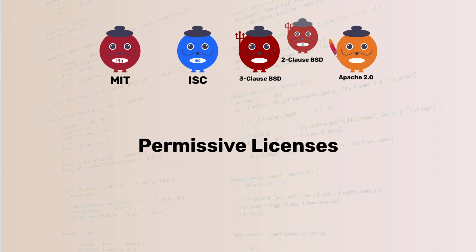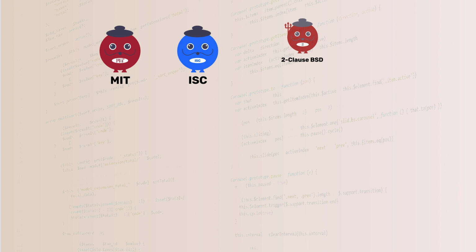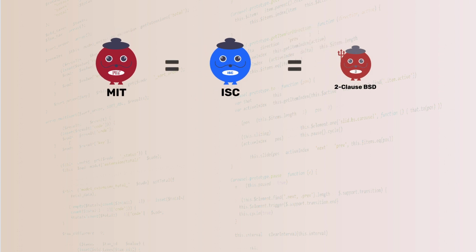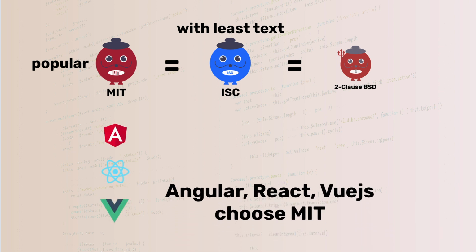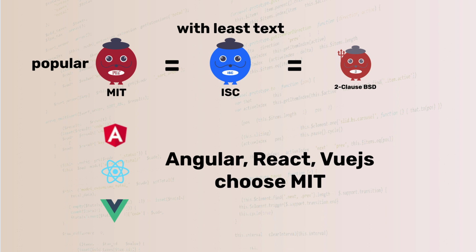They guarantee developers the freedom to use, modify, and redistribute, while also permitting proprietary derivative works. MIT, ISC, and 2-clause BSD are functionally equivalent. They are easy to understand. They can be stated as, "Hey, use my source code, do whatever you want, just do not sue me, and add a notice in your product." ISC has the least text, and MIT is the most popular. All three JavaScript frameworks, Angular, React, and Vue.js, use MIT.